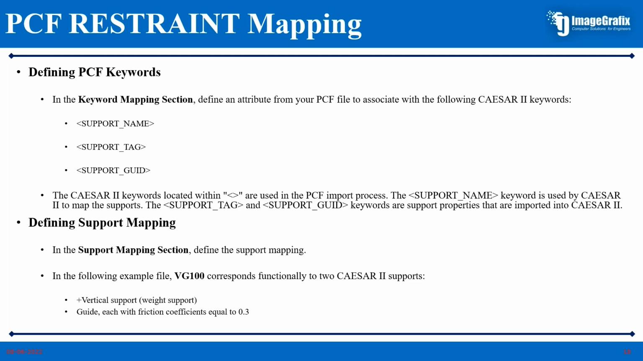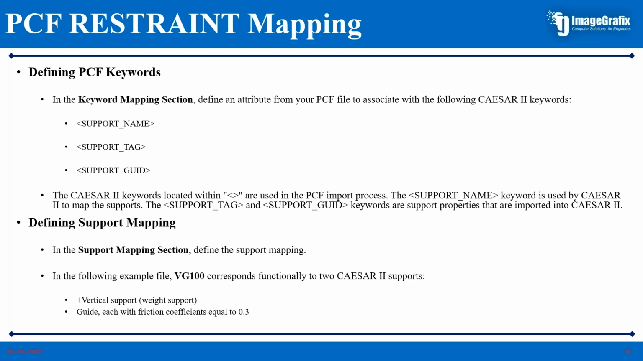So the CAESAR II keywords you want to locate should be provided within the square brackets. Say, for example, you are using your support tag as VG100, the name specified in the previous window. Now what does VG100 do for a stress engineer? Say it is a U-bolt type support. By default, whenever I have a U-bolt, I'll have a resting plate, over which the bolt is provided with some gap or clearance.